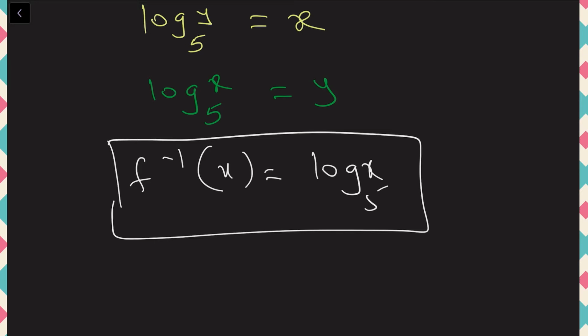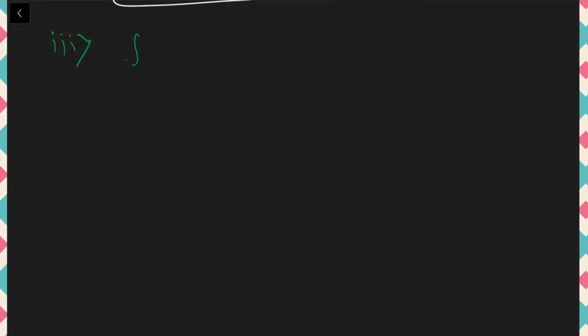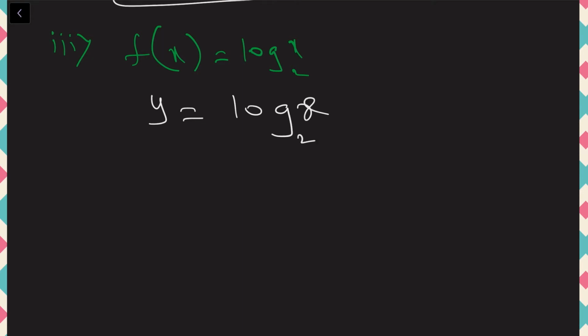Again, in this 8th question only, sub question 3 is there. Let us check that third one. f of x is equals to log x base 2 is given. The first step, as usual, f of x replace with y. y is equals to log x base 2.